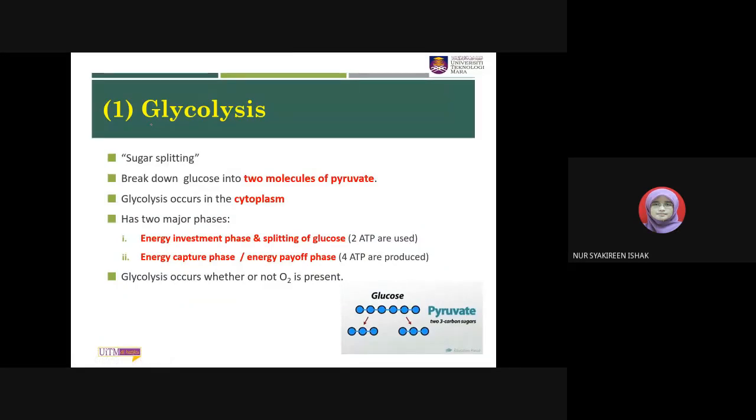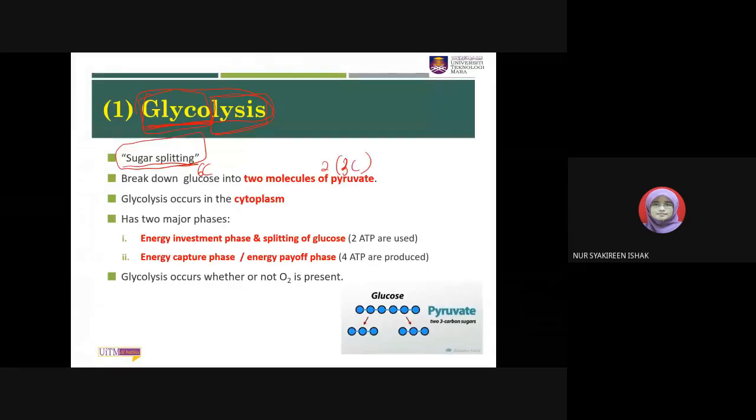As you can see from the name, lysis means to break. Lysis, it breaks. Breaks what? Carbohydrates, glyco. So that's why it is called sugar splitting. It breaks glucose into 2 molecules of pyruvate. Glucose is a 6 carbon molecule. Pyruvate is a 3 carbon molecule. So it produces 2 pyruvate at the end of the reaction.